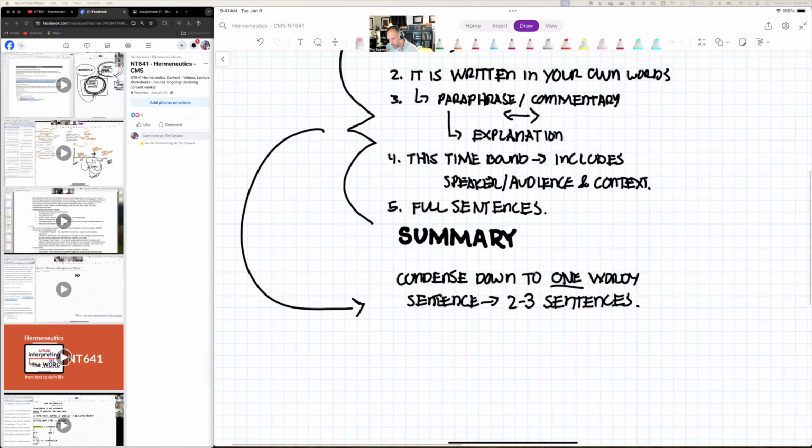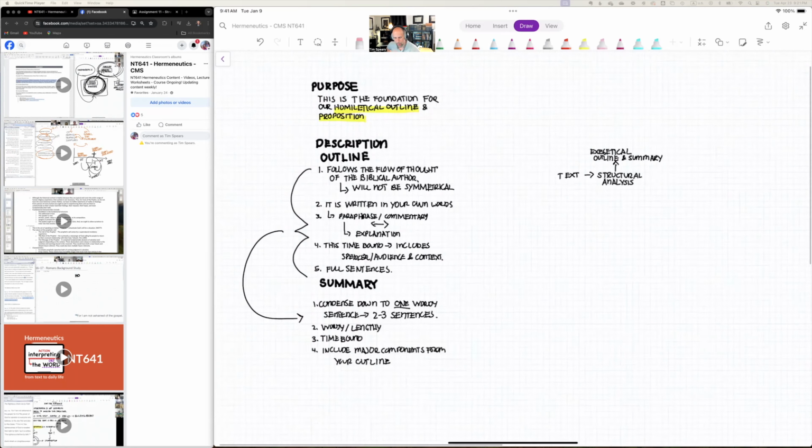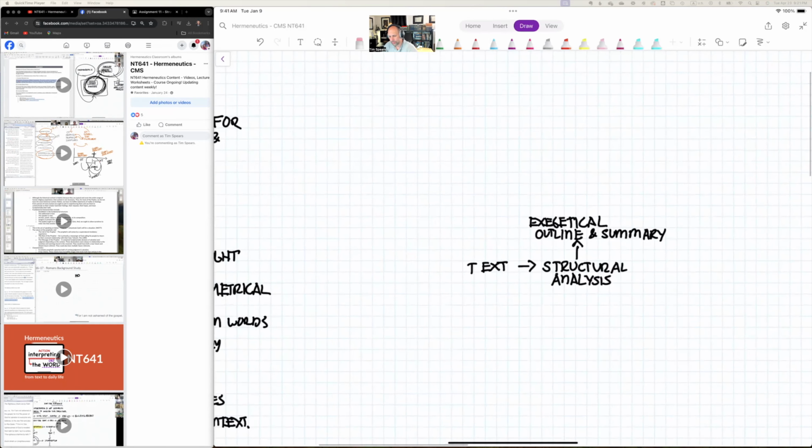This is also going to be wordy. This is also going to be time bound. And this is also going to include major components from your outline. This will be wordy and lengthy.